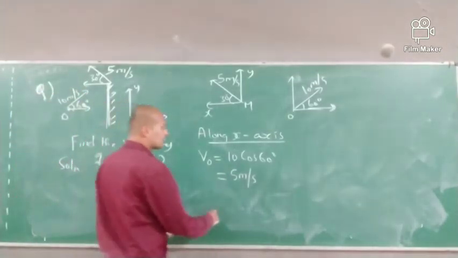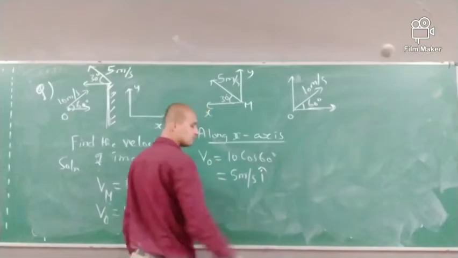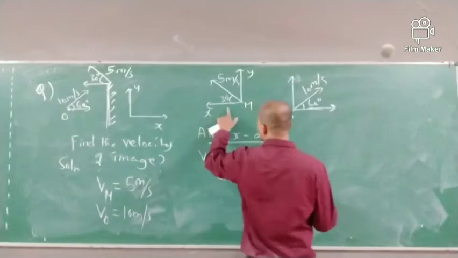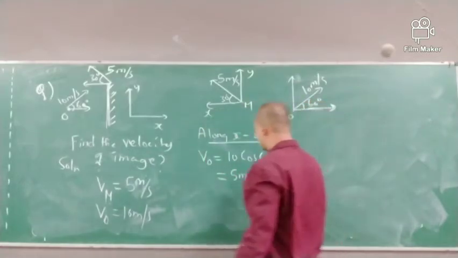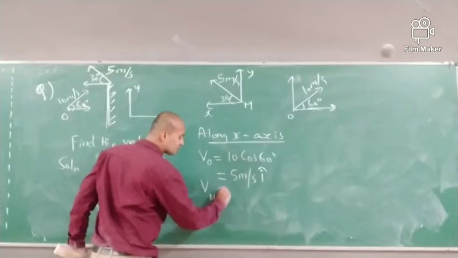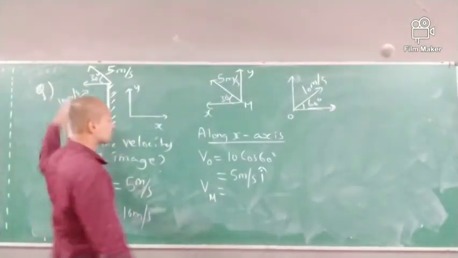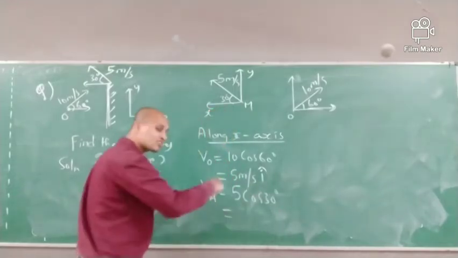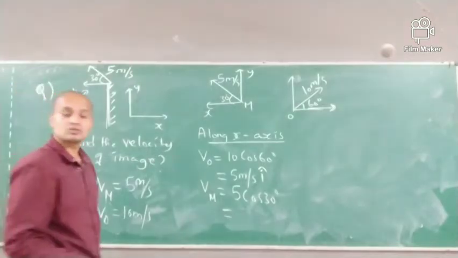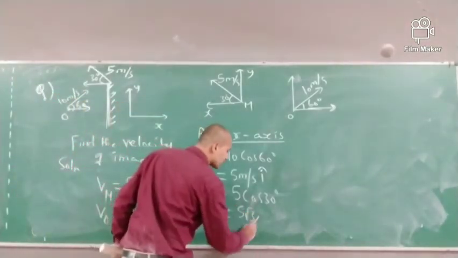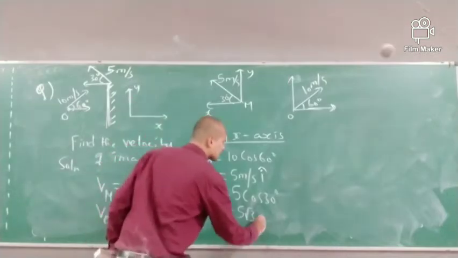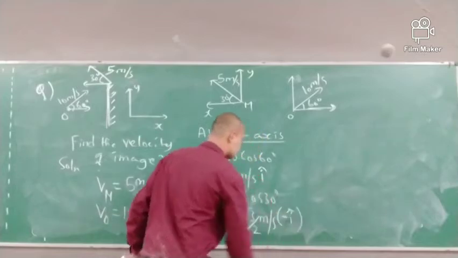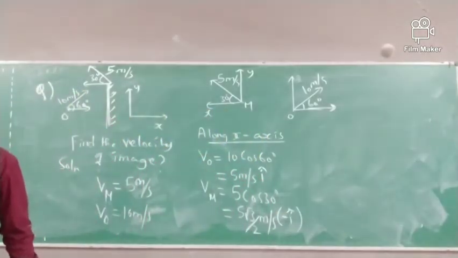This is 5 meter per second along i cap. If you take the value of velocity of mirror along x-axis, it will be equal to how much? 5 into cos 30 degree. What is the value of cos 30? Root 3 by 2. So it will become 5 root 3 by 2 meter per second. What is the direction? Minus i cap. The direction is minus.